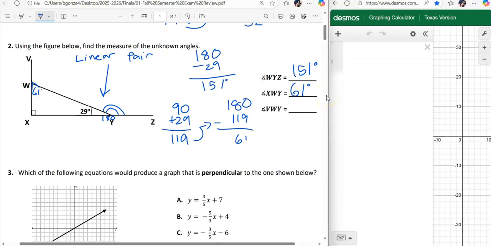VWY. V to W to Y is right here. And remember, like we did right here, a straight line is a linear pair, and a linear pair adds up to 180. So you can subtract 61 from 180, and we get 119.